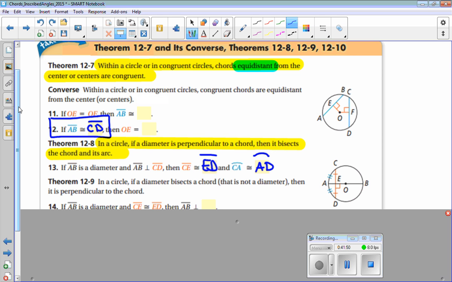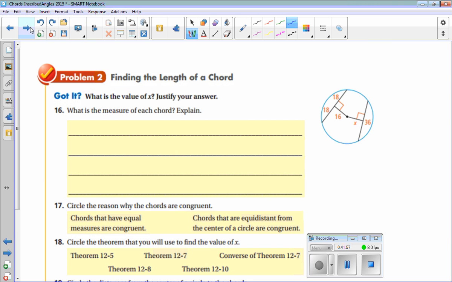You guys got a copy down? I'll wait just a second then. Let's go ahead and look at an example. We want to find the value of x. Don't copy this example down. You can look at it. There's no work to be done. Just look at it. What's the length of x?